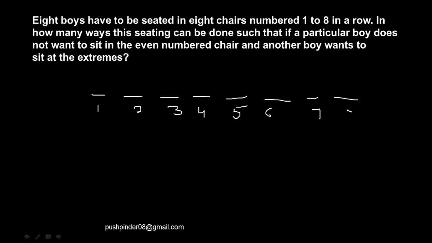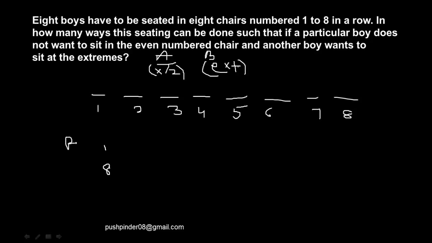Now for the sake of saving time, let me say there are 2 boys, A and B, who have conditions. A over here does not want to sit at an even numbered chair, and another boy, B, wants to sit at the extremes. So how do we go about that? Let's satisfy the positive condition first. There are 2 extremes, 1 and 8, right?